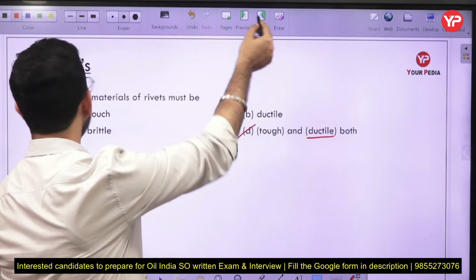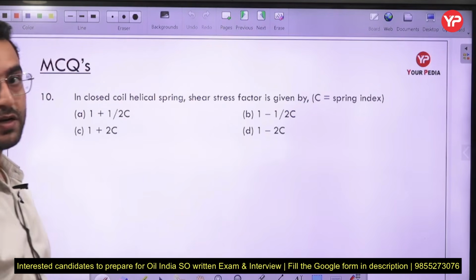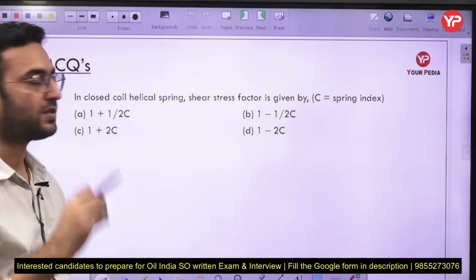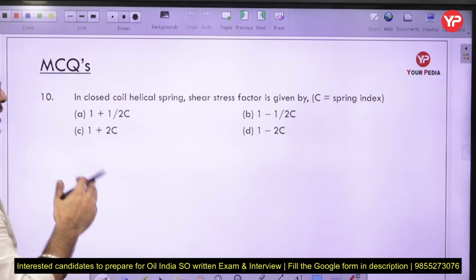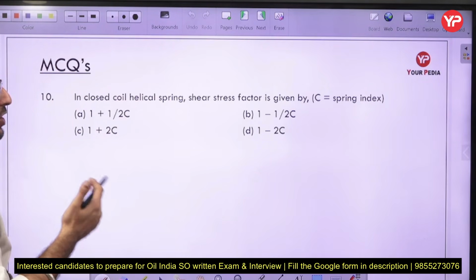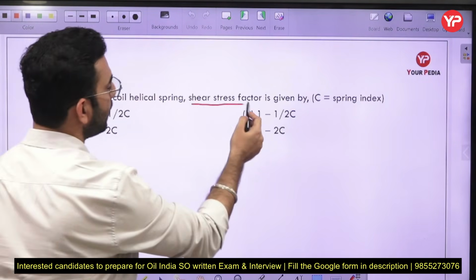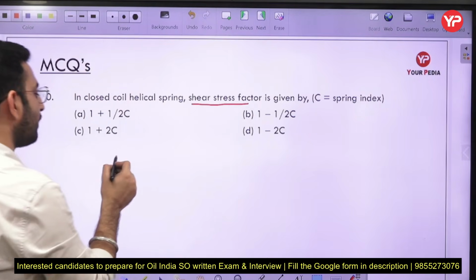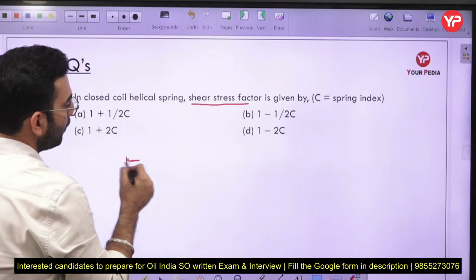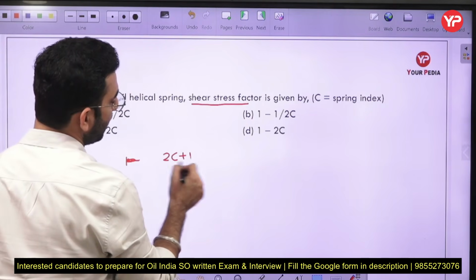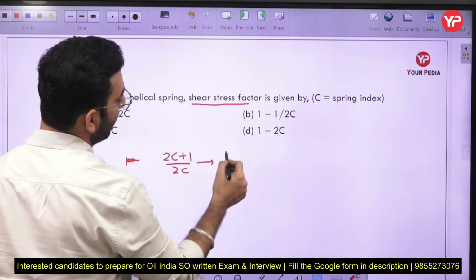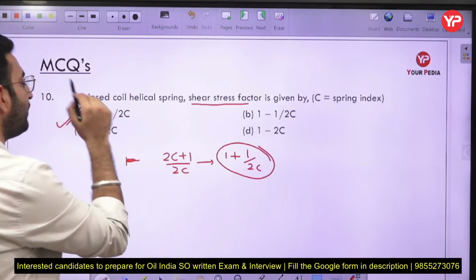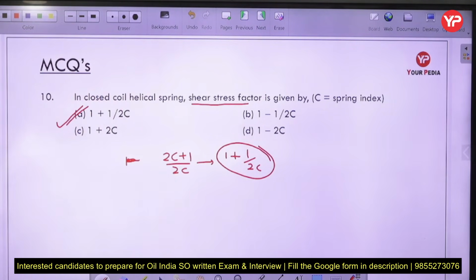So now you can see we have done almost 10 questions here, and there are no numerical questions, and the theoretical questions are very simple. In a closed coil helical spring, the shear stress factor is given by... So the shear stress factor has a direct formula in the case of a closed coil helical spring, which is given by (2c + 1)/(2c), which can further be written as 1 + 1/(2c) here. Okay, so option number A will be the correct answer in this case.